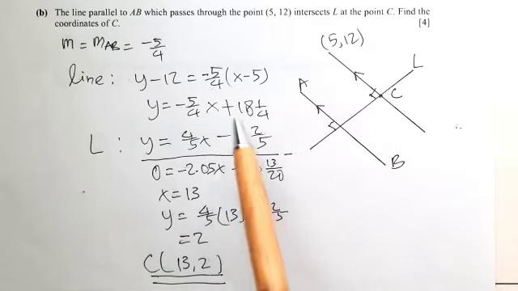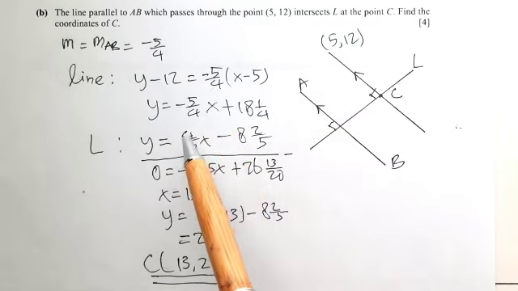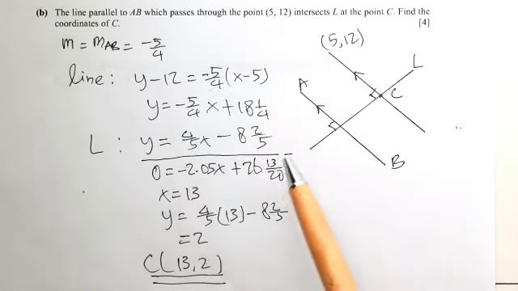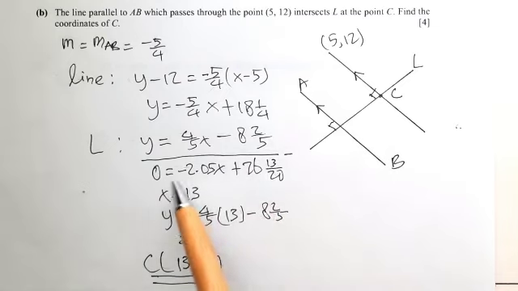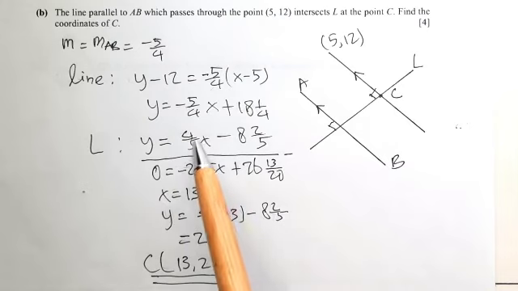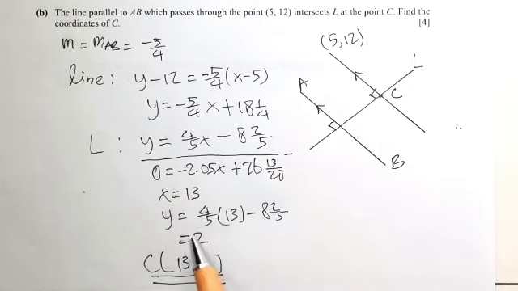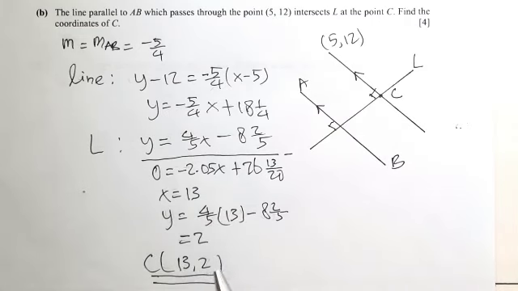Thus if we subtract this from that, y minus y is 0, and minus 5 over 4 x minus 4 over 5 x, that is minus 2.05x, and then 18 1 over 4 minus 8 2 over 5 is 26 13 over 20. From here we obtain x is 13. Now x is 13, we substitute in one of these equations. Thus we substitute in this equation. Thus y is 4 over 5 times 13 minus 8 2 over 5. Thus y equals 2. Thus the coordinate of point C is (13, 2). Thus this is the answer for B.